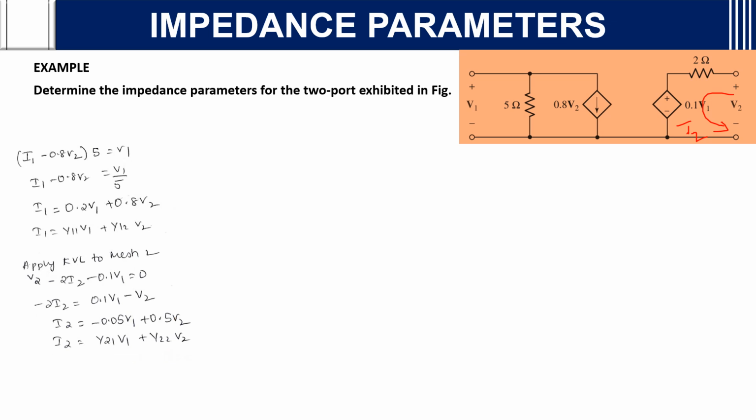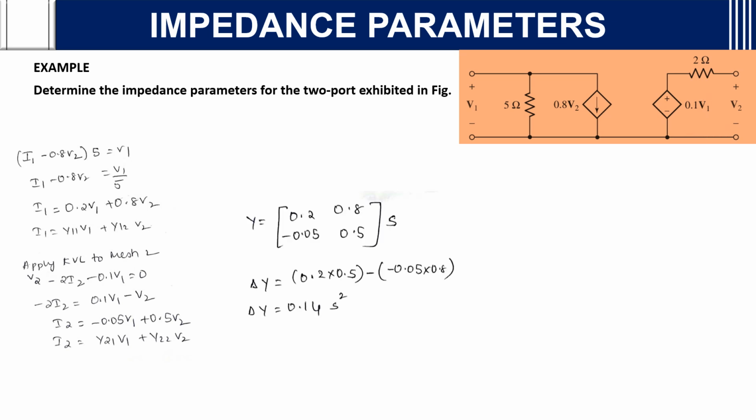The admittance matrix we will write first, so from that we can easily convert into impedance parameters. Y is equal to 0.2, 0.8 and minus 0.05, 0.5. You got the values. From this we need to find delta y. Delta y, the determinant, is what? 0.2 into 0.5 minus of minus 0.05 into 0.8. Delta y is equal to 0.14 siemens squared.